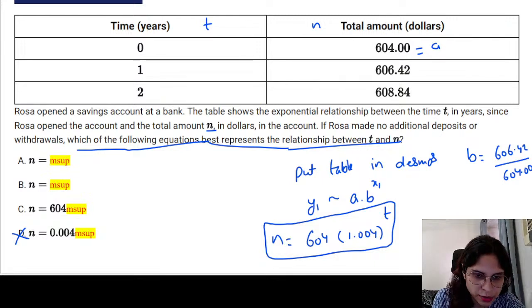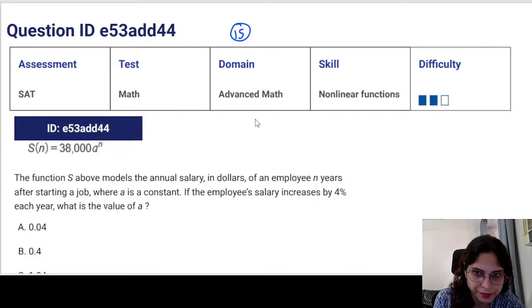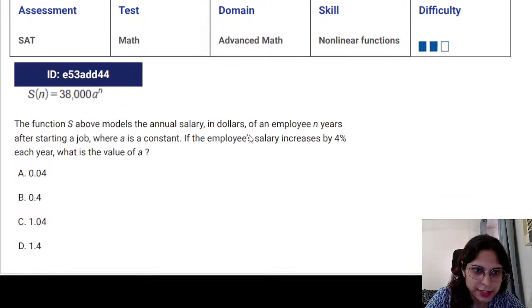Now the next question is question number 15. That's going to be on page number 16. S of n is equal to 38,000 a to the power n. Alright. Now, again I go to the last line. If the employee salary increases by 4% each year.